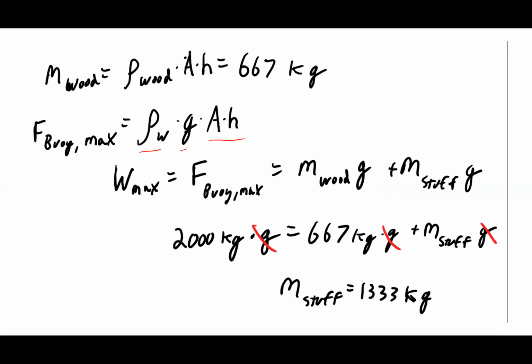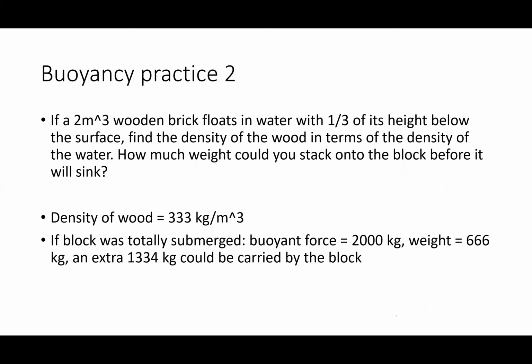And so the maximum weight I could put on would be equal to the maximum buoyant force and corresponds to the weight of the block, which we found earlier, plus the weight of whatever stuff I want to pile on top. And so if the maximum buoyant force looks like 2,000 kilograms times g, then that means I can pile on another 1,333 kilograms worth of stuff on here before the block sinks.